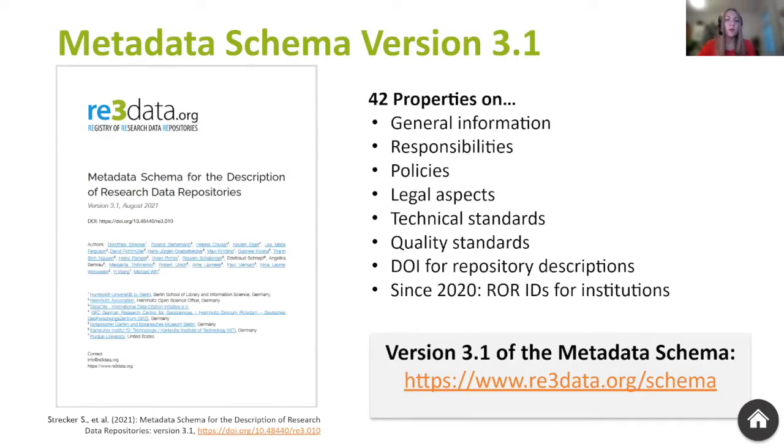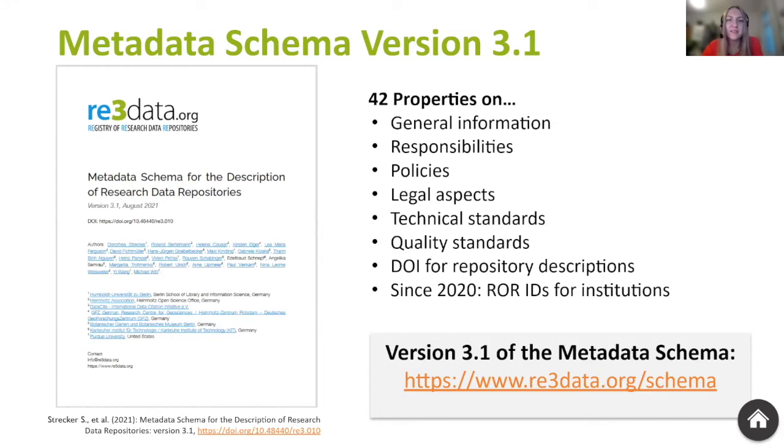At the core of the re3data service lies its comprehensive metadata schema, which provides 42 categories to describe the data repositories. This includes general information such as name or discipline, as well as information about the participating institutions or data standards. Rouven will focus on this topic, so I will spare you further details for now.